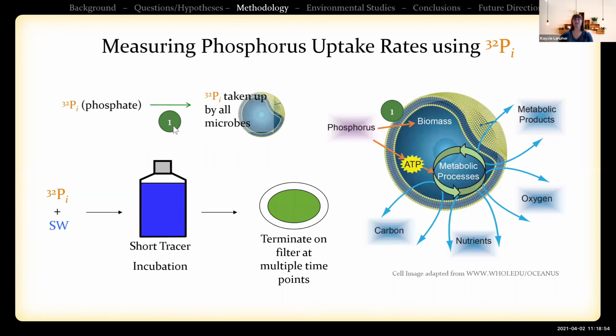How we measure that is we add the radiolabeled phosphate to our seawater and do a short incubation. During this incubation, the radiolabeled phosphate is being taken up by all microbes and incorporated into their particulate phase. Then we terminate the incubation with this tracer by filtering it, which stops the incubation, so there's no more free floating radioactive phosphorus for them to take up. We do that at multiple time points and we get that time component, and we can measure the phosphorus that was taken up and incorporated into the whole cell as biomass.